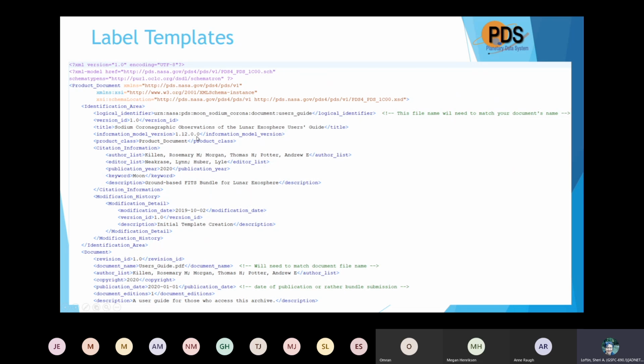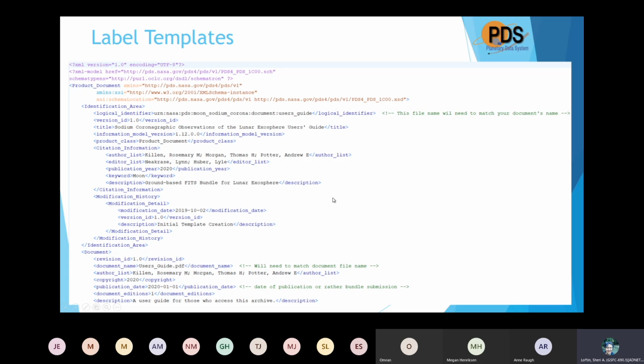So again, the information model version is not going to change. Product document is not going to change. The authors are not going to change. The editor is likely not going to change. You're hopefully going to get most of it done in one year, but if there's a long mission, that might change. What you're studying is probably not going to change. And then you've got your description. So for a whole group of label files, these are going to be very, very similar.